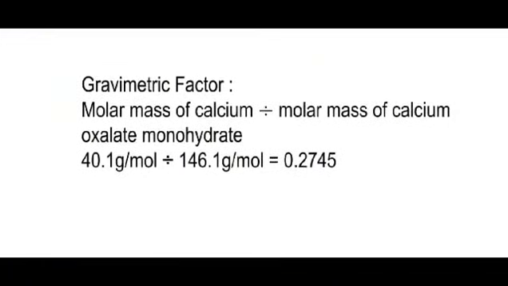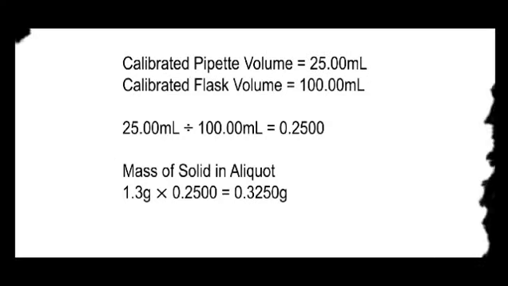Second, we need to find out the gravimetric factor, which is the molar mass of calcium divided by the molar mass of calcium oxalate monohydrate, and we will get 0.2745. Third, the calibrated pipette volume 25 ml is divided by the calibrated flask volume 100 ml and we will get 0.2500. Fourth, find the mass of the solid in the aliquot.